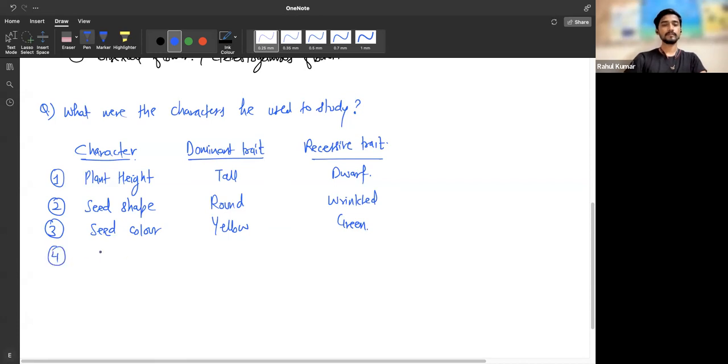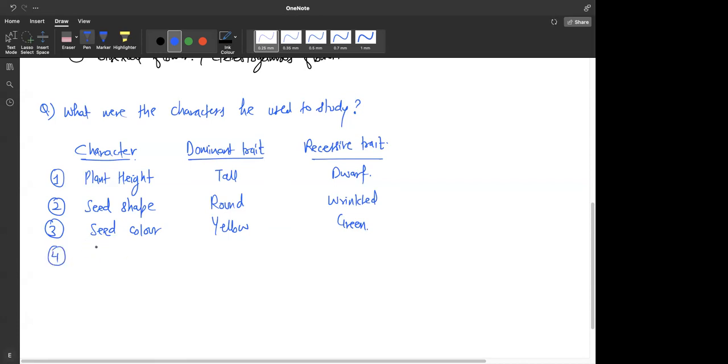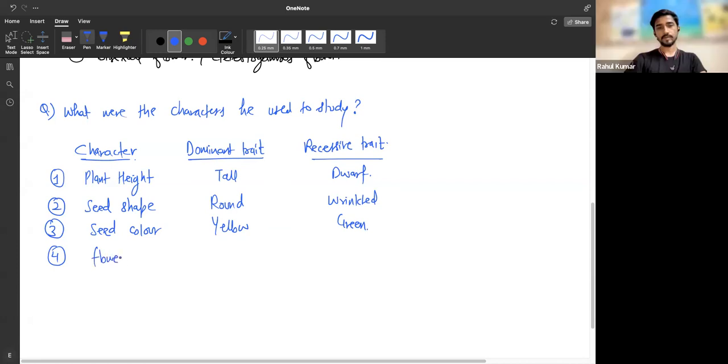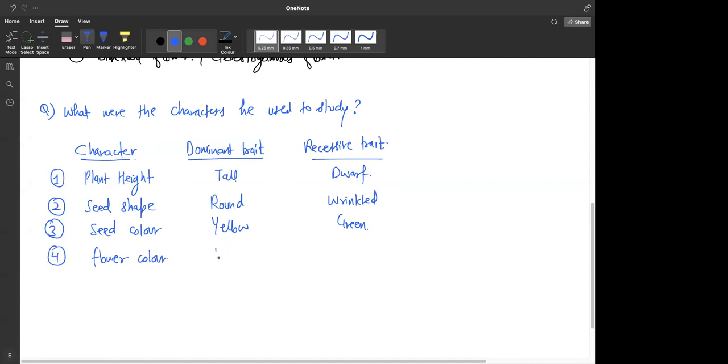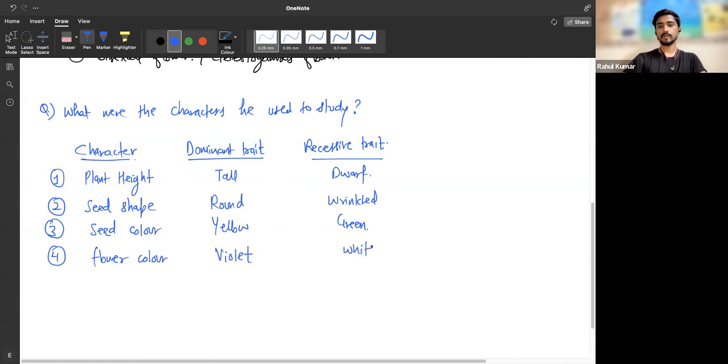What is the fourth character? Flower color. Tell me the dominant one. Violet. And recessive is white. Perfect. And the fifth?